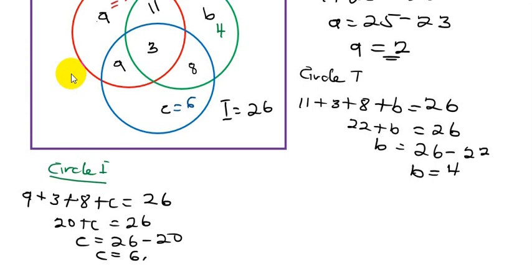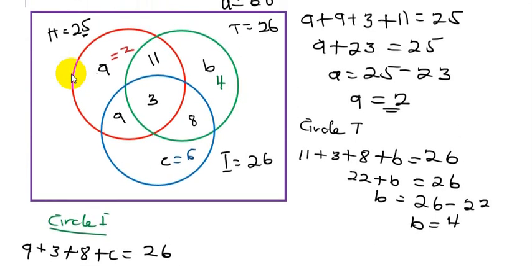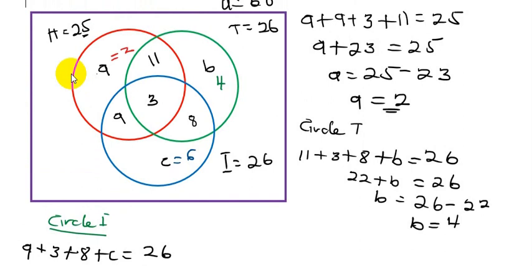So the 6 here means what? Only I. It means that those people read only the paper I. So every time they were reading the paper I, as I was saying. So they didn't read any other paper apart from the paper I.